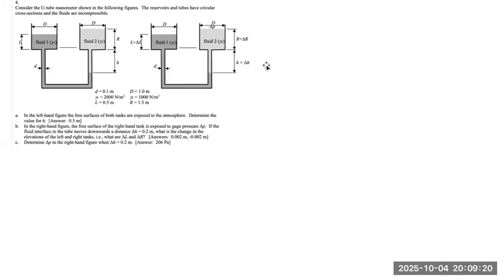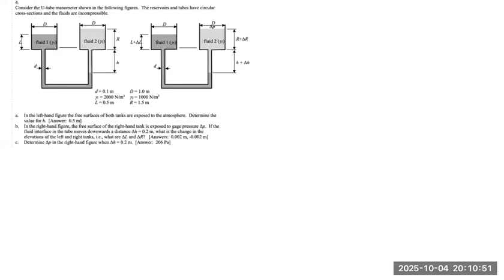So in our previous video, we described what a manometer is. And so in the left-hand figure, the free surfaces of both tanks are exposed to the atmosphere, and we want to determine the value for H. So for part A, we will perform a manometer analysis on the system in the left figure. So let's go ahead and do that.